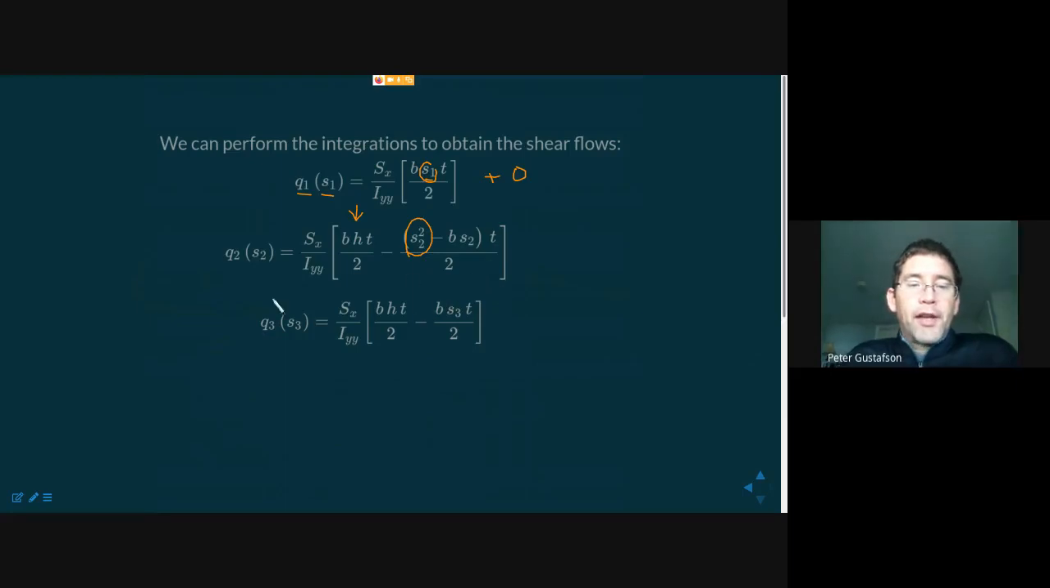Then, of course, we can calculate the third integral. The third integral was constant with respect to S, so when integrated it becomes linear. By the way, we get a boundary condition where we say that Q2 of S2 equals B. So we plug that in, and that comes back to give us this term here. So this one right here is the boundary condition. This was 0. And so we have a linear, a quadratic, and a linear term for the shear flow.